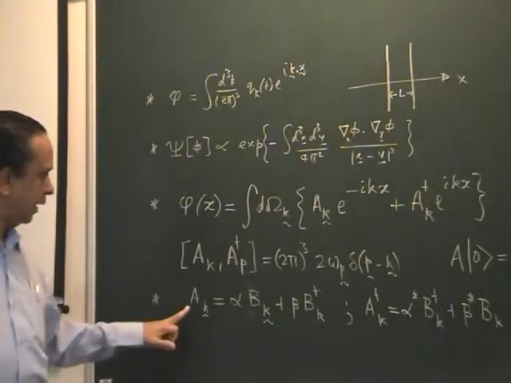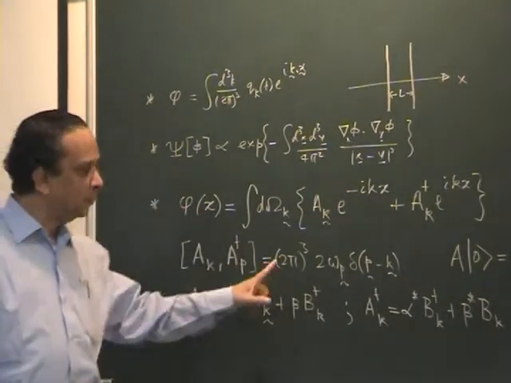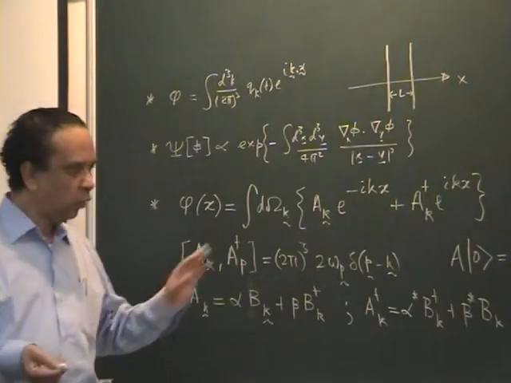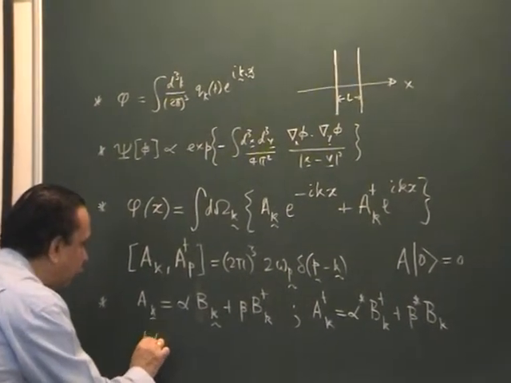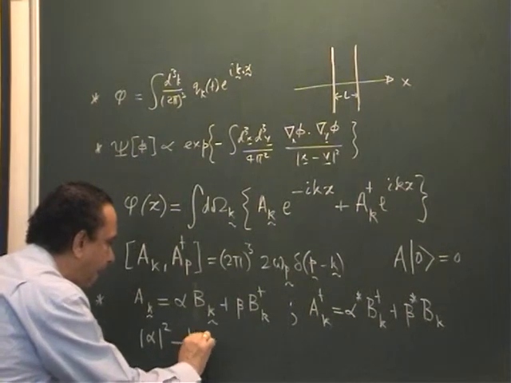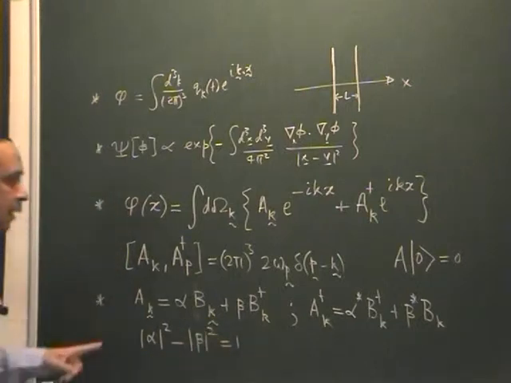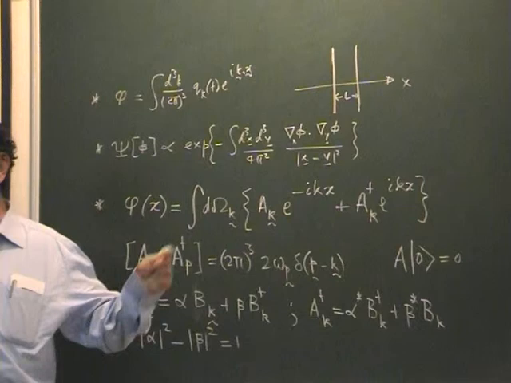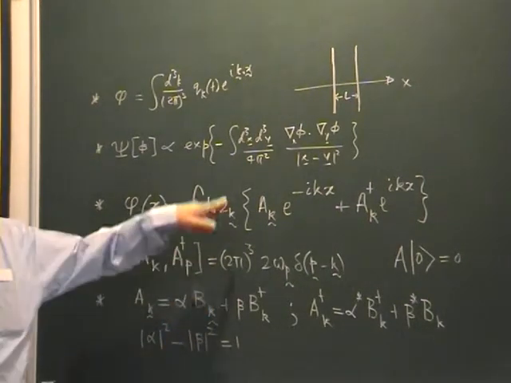Now we want A_k and A_k dagger to satisfy a particular commutation rule, and B_k and B_k dagger also to satisfy the same commutation rule. Now you can work it out. I will leave it to you for figuring it out. It's very simple. You can show that if mod alpha square minus mod beta square is 1, then B also satisfies the same commutation rules as A. Okay? Now let us go and plug this into this.